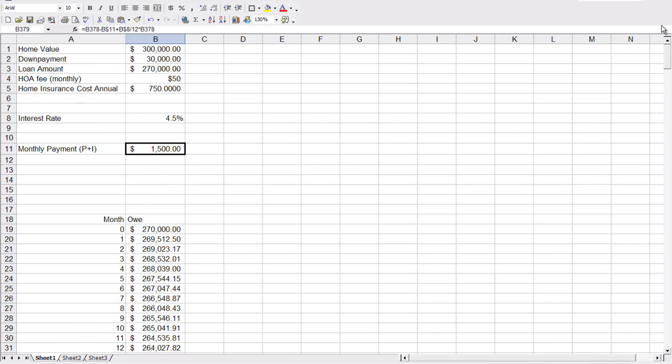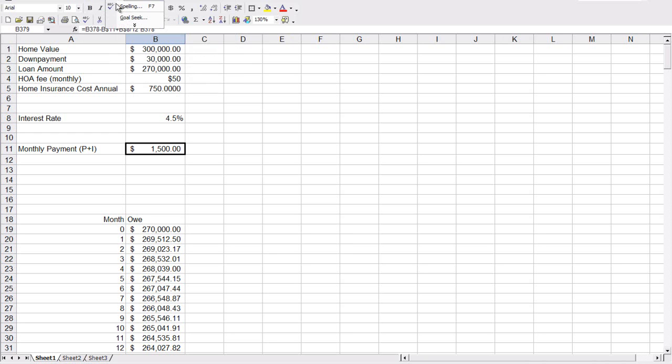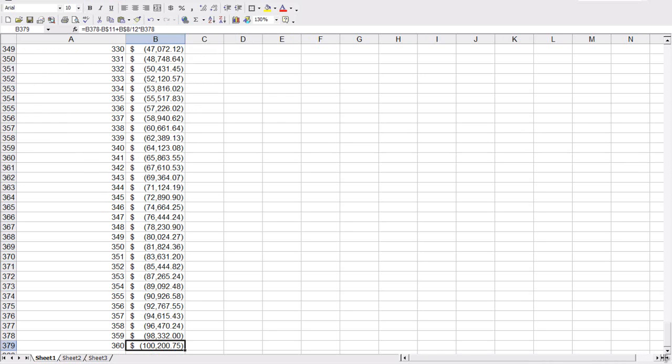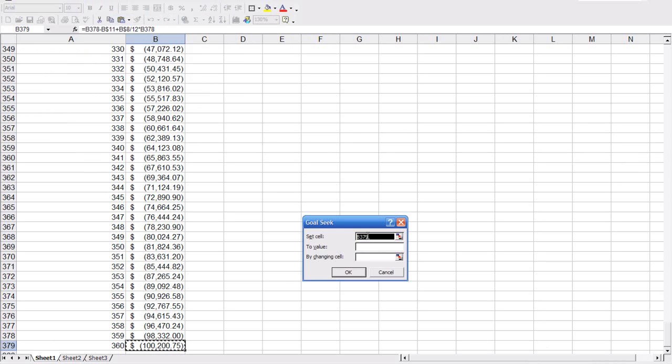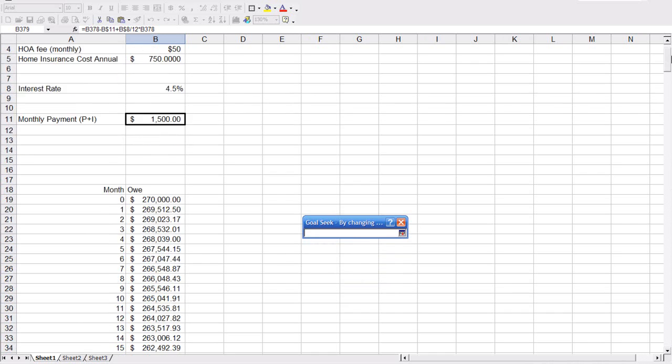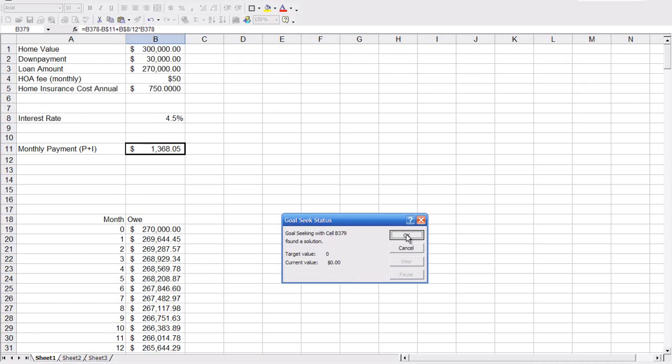So what we're going to do here is use a function called goal seek, and that would be in the tools tab. So basically we're going to go to this last payment here and say set value to 0. Basically the last payment will end us at $0 by changing the monthly payment. And we hit OK. And there we go. This is our payment.